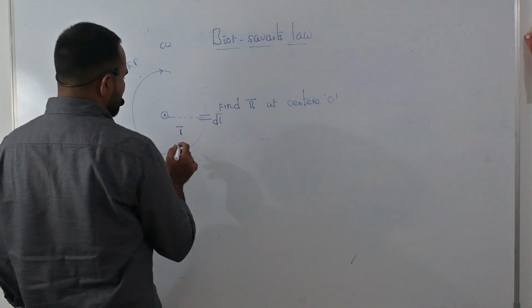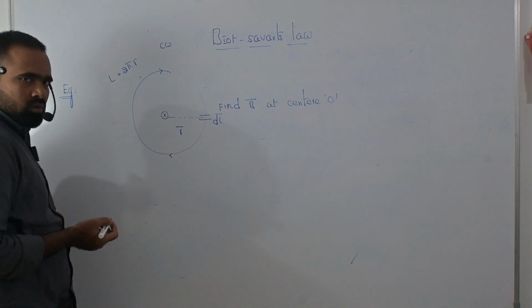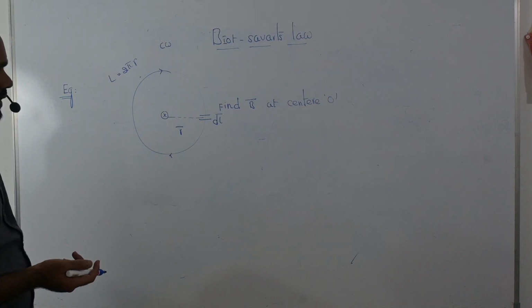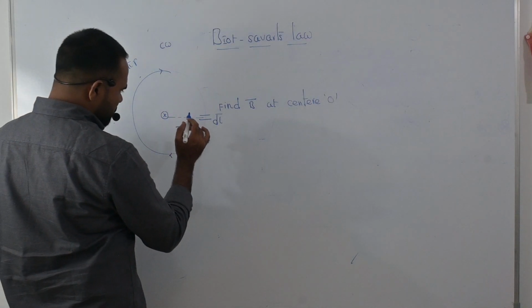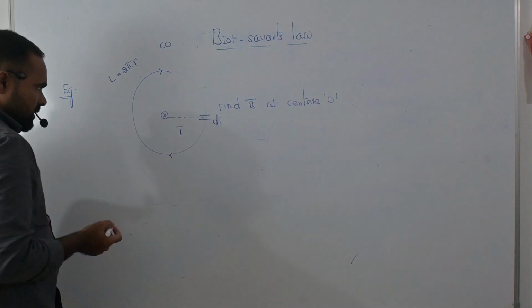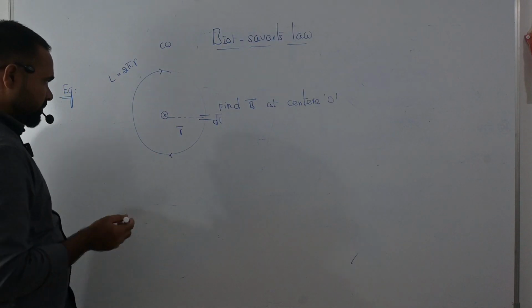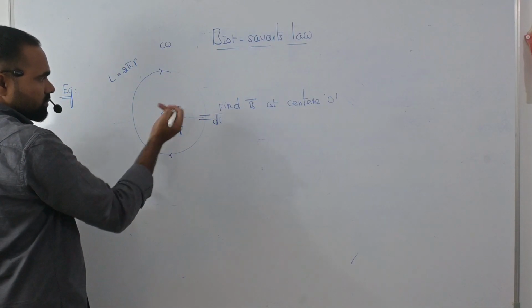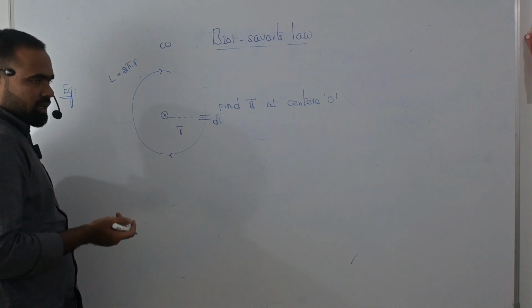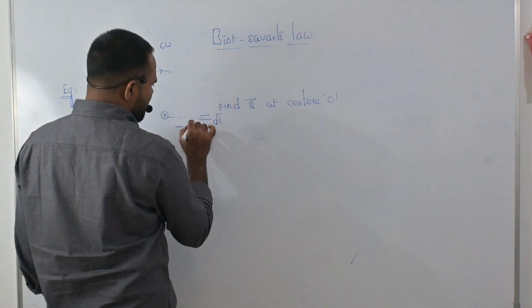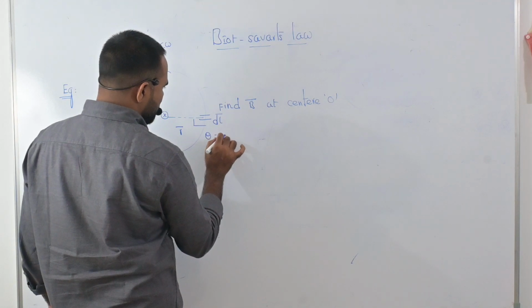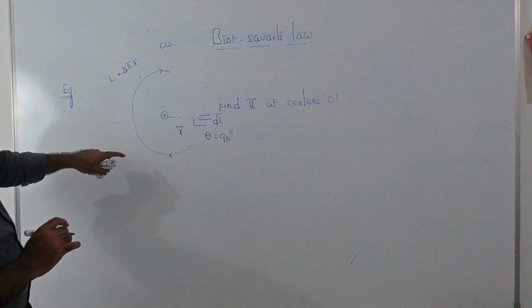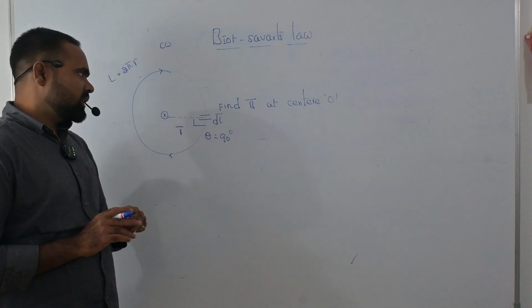Actually the current is in a clockwise direction, so the magnetic field is in the inward direction. At the same time, the magnetic field forms concentric circles. The direction is perpendicular to the plane of the paper. Perpendicular means the angle theta is 90 degrees only, right?